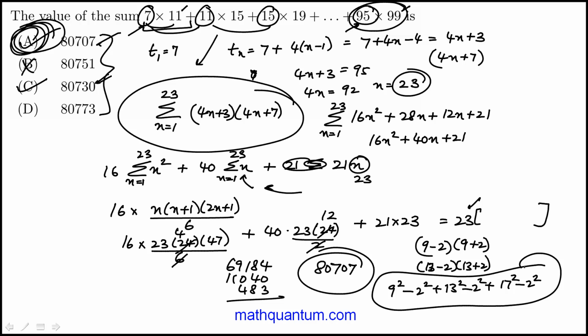I still have a suspicion that maybe the CAT writers don't want you to go through just this work. Maybe there's an easier way. So I'll keep an eye out on it. But for now, this is what I have. So to summarize, the answer is A.